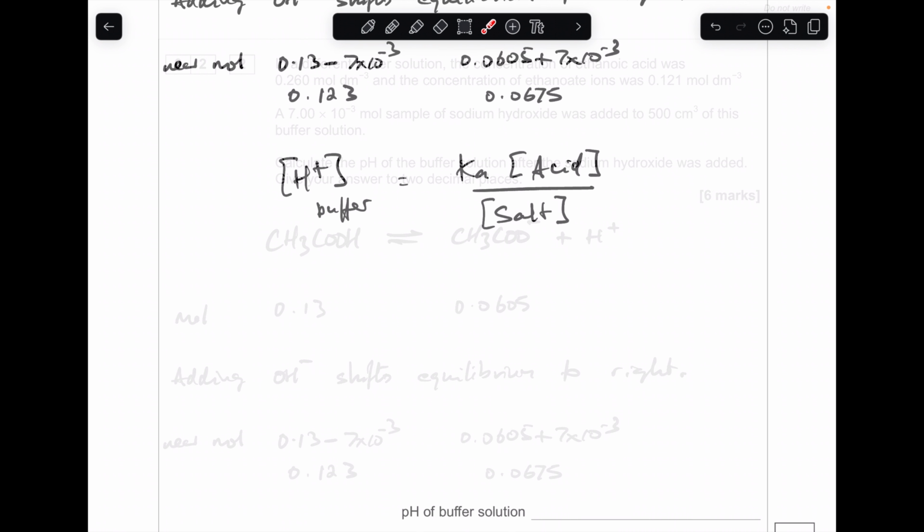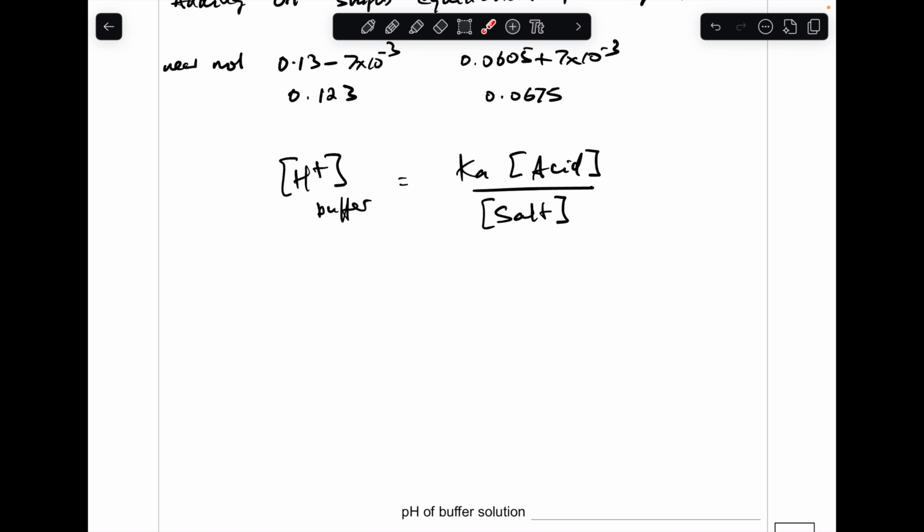to 0.0675. So we've been asked to calculate the pH of the buffer after the addition of the sodium hydroxide. So we're going to bring in our acid over salt expression to get the H plus concentration for the buffer. Now these are moles, remember, but because they're all in the same volume, I can use the moles. I don't need to calculate the new concentrations.